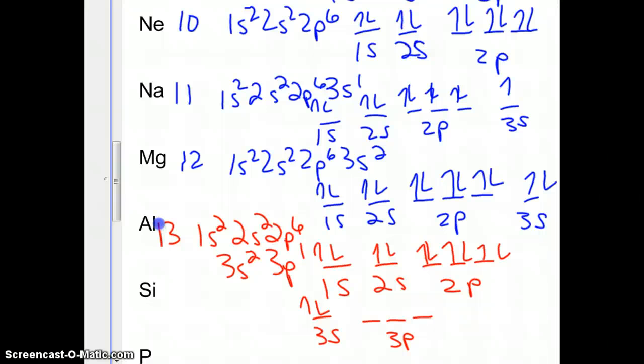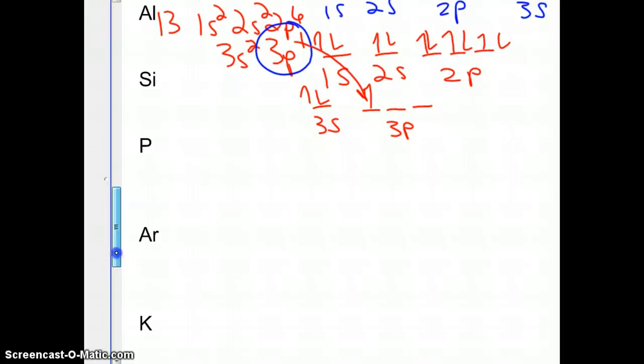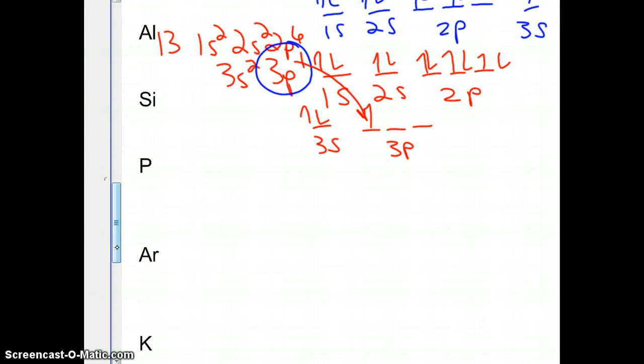So now we're left with 3p1. Here's my 3p1. So again, I'm going to put that 1 electron and I'm going to make it go up. Okay. Go ahead and, if the sub can pause it, go ahead and fill out silicon, phosphorus, and argon. Do those 3 if you would.